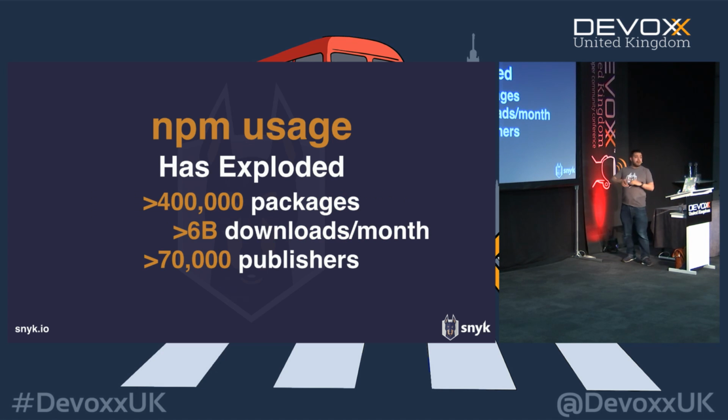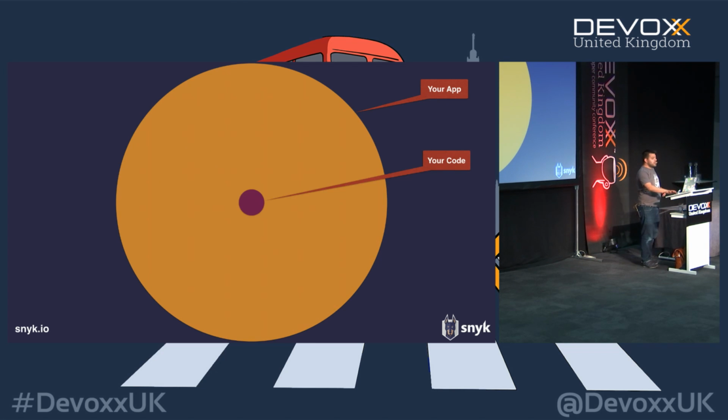If we look at NPM, NPM is one of the code repositories that has really exploded most. Over 400,000 packages are indexed in NPM and there are over 6 billion downloads per month. It just shows the scale, not just of how much people are pushing code to it, but how much people are consuming from it.